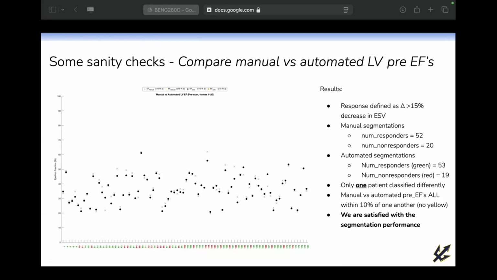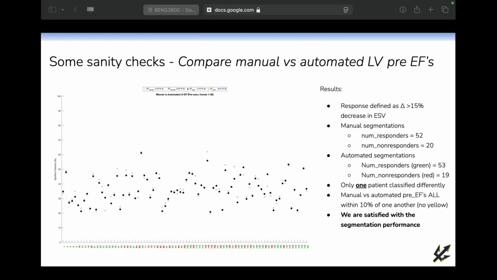Defining response to CRT as a decrease of 15% or greater of end systolic volume from before to after treatment, we defined 53 patients as responders and 19 patients as non-responders using the automated segments. So this is really close.